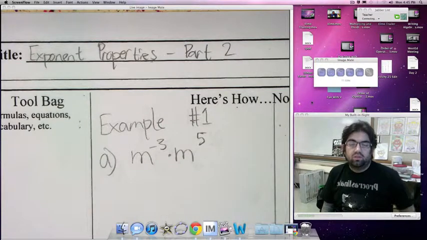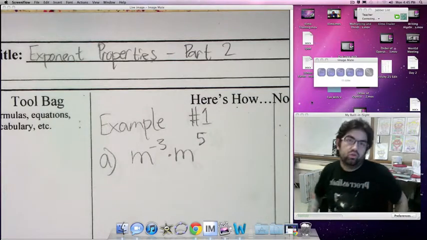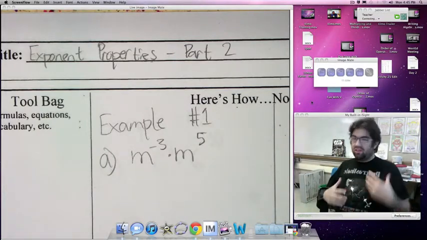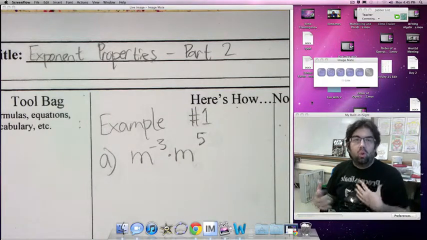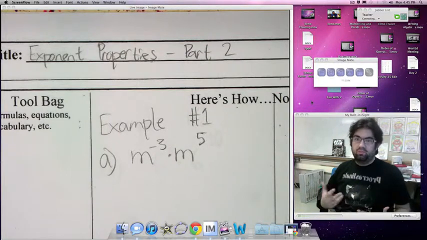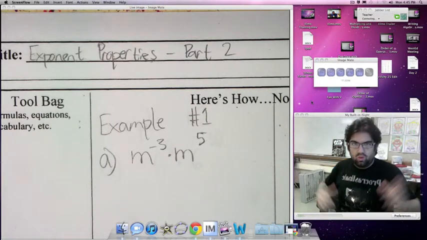Hi, this is going to be part 2 of exponent properties. The last video we went over why the rules are what they are, and they're not necessarily rules, they're just shortcuts. And they're called the exponent properties. So exponential properties is the official word.